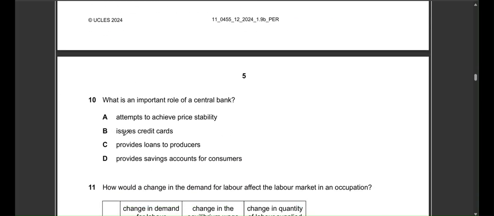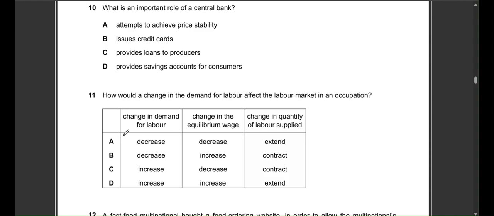Alright. Next question. What is an important role of central bank? Okay, so they are asking about central bank. In India, our central bank is RBI, that's Reserve Bank of India. Let's see the options. Attempt to achieve price stability. Okay. Issue of credit card. No, this is done by commercial banks. Provide loans to producers. Again, commercial bank. Providing saving accounts for consumers. Which central bank does this? Tell me. So the right option would be option number A.